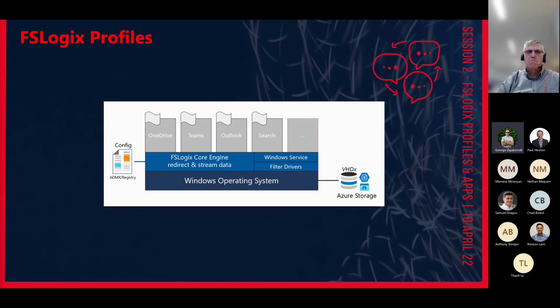As part of FSLogix profile containerization, there is also Cloud Cache, which basically writes data locally on the virtual machine, and then it copies it up to the profile on a SMB share or Azure storage or whatever the case is.